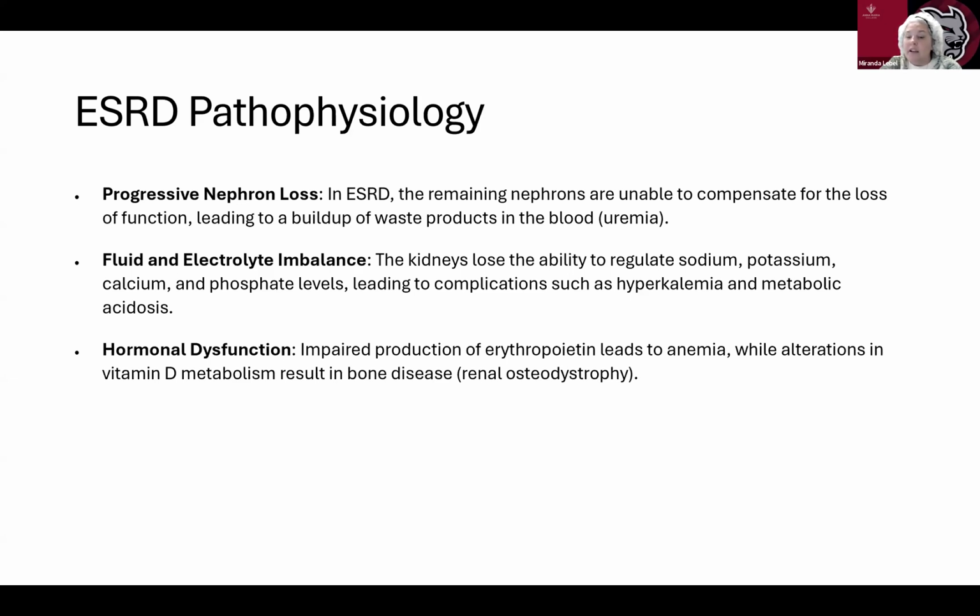The kidneys lose their ability to regulate fluid, leading to fluid overload and swelling. And then electrolyte imbalances occur, such as hyperkalemia and hyperphosphatemia. The inability to excrete hydrogen ions leads to metabolic acidosis, causing a decrease in blood pH. Anemia develops due to decreased erythropoietin production, affecting red blood cell formation. Patients may experience cardiovascular issues due to fluid overload, hypertension, and electrolyte imbalances. And other complications include bone disease from imbalances of calcium and phosphate.